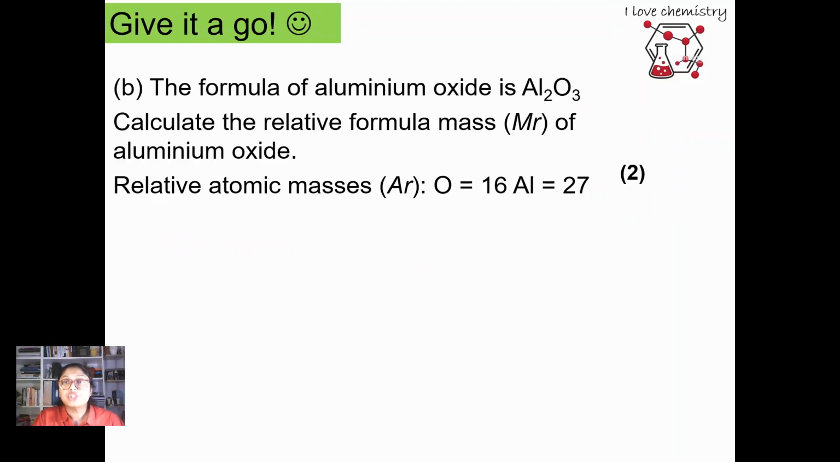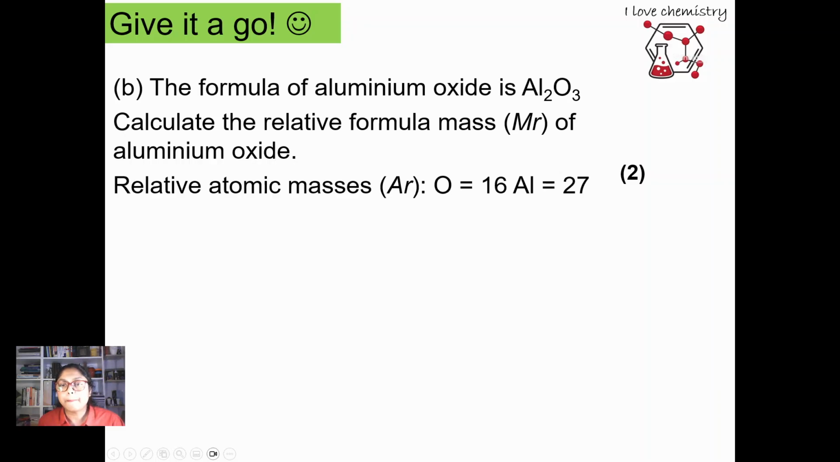Next, let's start doing some past paper questions to build our confidence in this topic. So the question is, the formula of aluminium oxide is Al2O3. They have given you the chemical formula. Calculate the relative formula mass of aluminium oxide. They have given you also the RAM, relative atomic mass, oxygen 16 and aluminium 23. It's pretty easy, isn't it? In the previous video, we have worked on this.